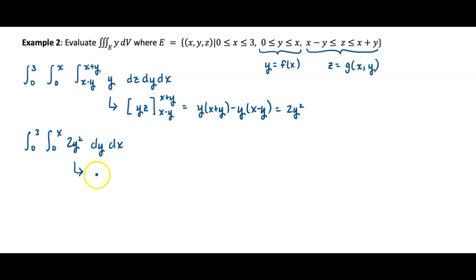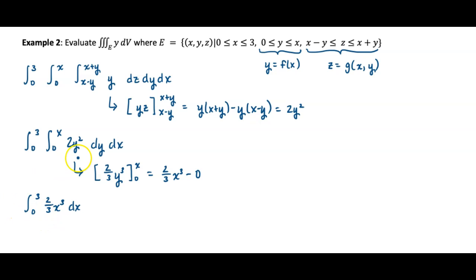Now taking this innermost integral with respect to y, when we take the integral of 2y squared, we are left with 2y cubed divided by 3. So that's going to look like 2/3 y cubed, taking that from 0 to x. This means we will be left with 2/3 x cubed minus 2/3 times 0. So finally, our outermost integral from 0 to 3 is going to be of 2/3 x cubed dx.